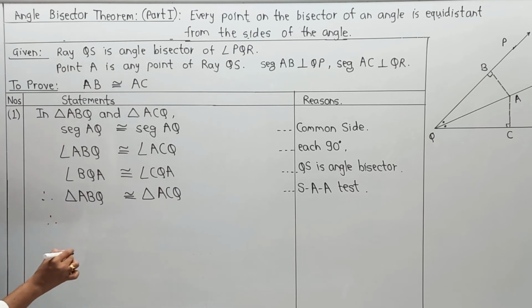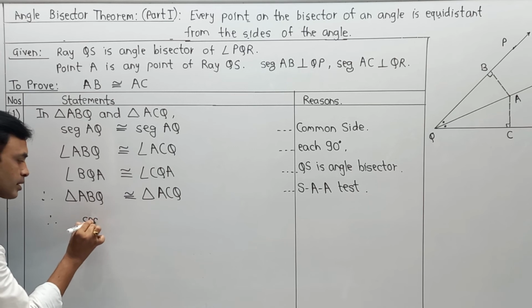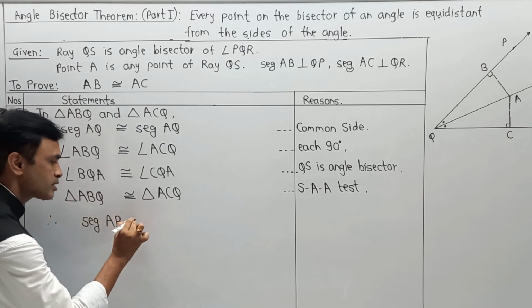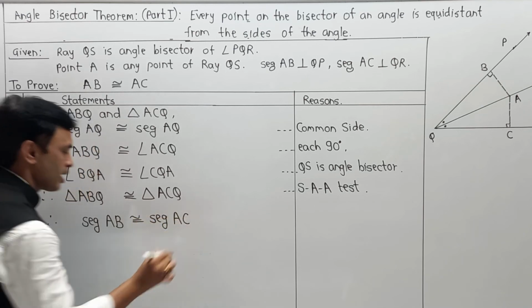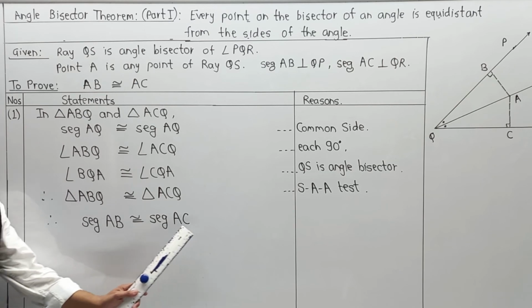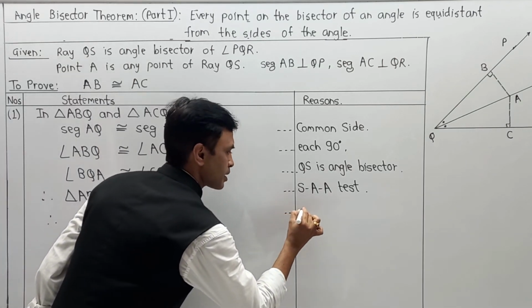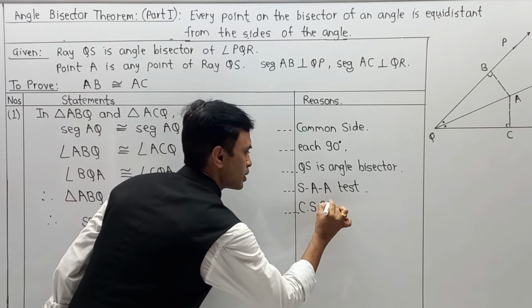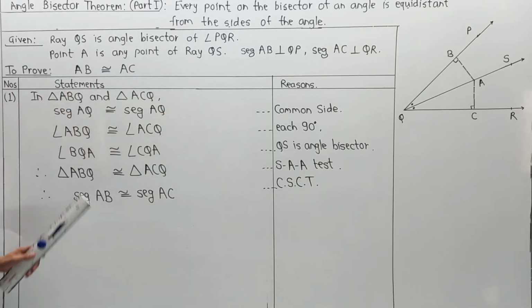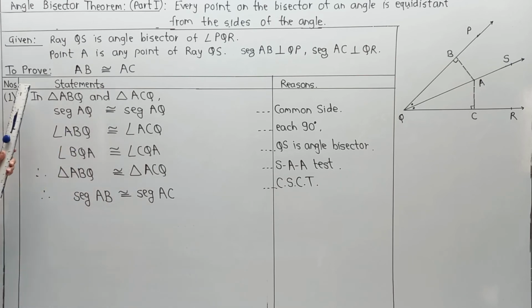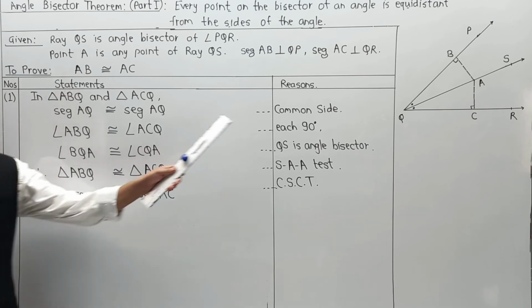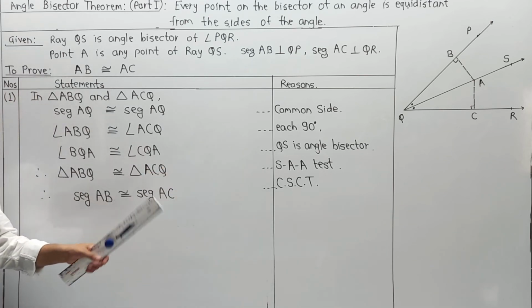So we can say that segment AB is congruent to segment AC, and the reason is corresponding sides of congruent triangles. And in this way we can complete the proof. Remember, this proof is somehow short, but in numericals it is most important. So understand each and every step, and please make a practice of writing a proof in the form of number, statement and reason. It looks more attractive and in a disciplined structure.